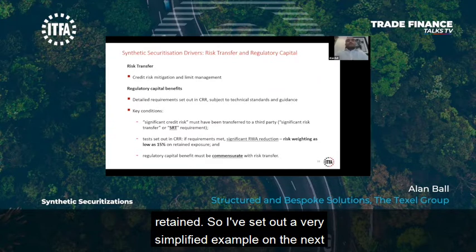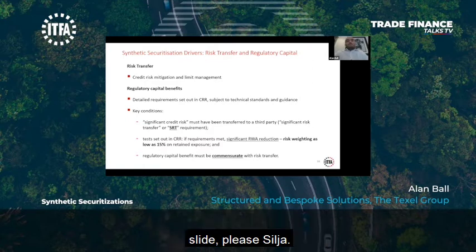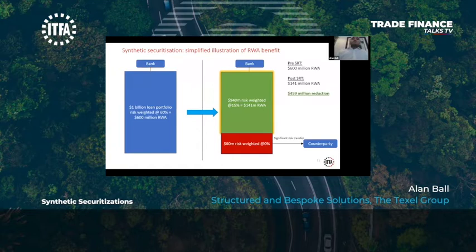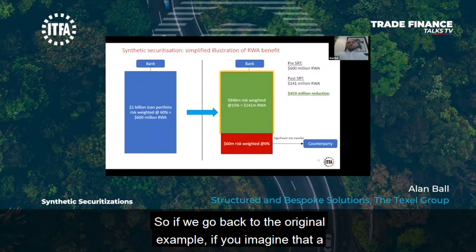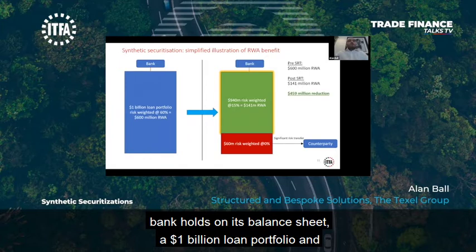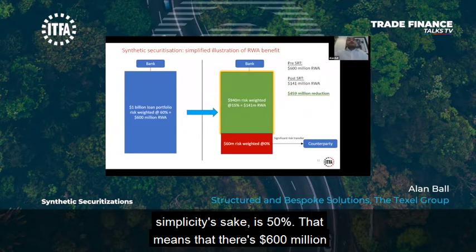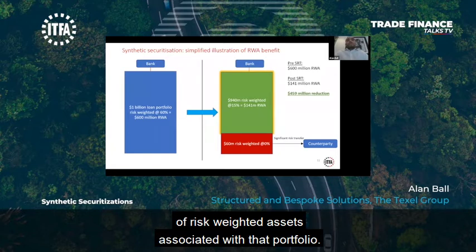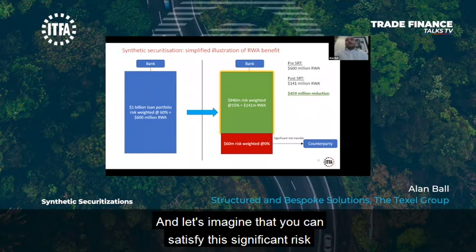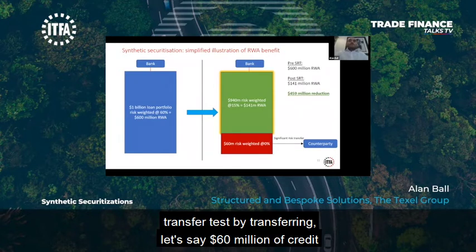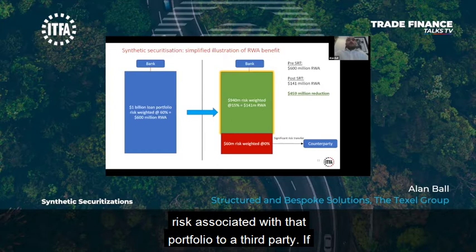So I've set out a very, very simplified example on the next slide, please, Celia. So if we go back to the original example, imagine a bank holds on its balance sheet a $1 billion loan portfolio, and let's imagine that the risk weighting of that portfolio, for simplicity's sake, is say 60%. That means that there's 600 million of risk-weighted assets associated with that portfolio. And let's imagine that you can satisfy this significant risk transfer test by transferring, let's say, 60 million of credit risk associated with that portfolio to a third party.